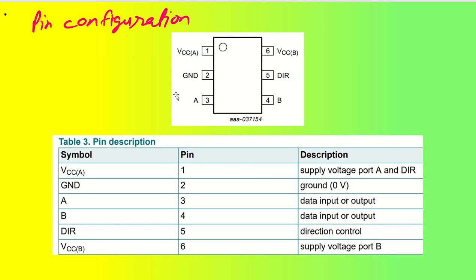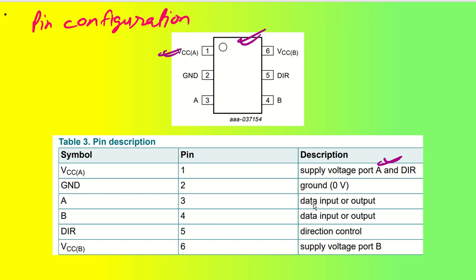Let's talk about the pin configuration. Let us say this is the IC as it looks in a TSSOP 6 package, and you can see we have the VCCA pin, which is the supply voltage for port A, and it also sets the direction. The direction will be set by this VCCA side voltage level. It should not be connected to VCCB side voltage levels. Coming back to the GND, this is the ground pin.